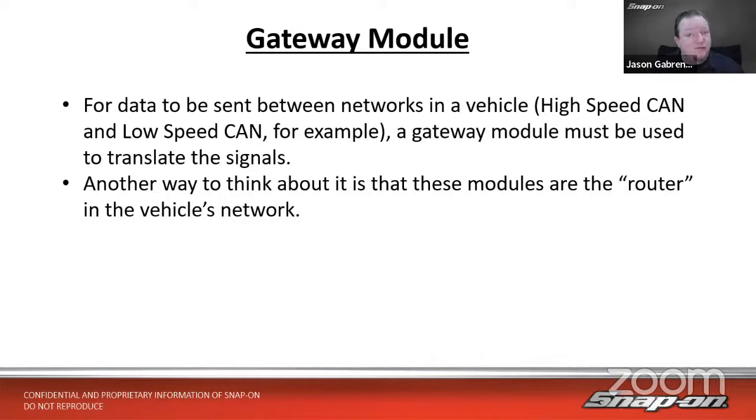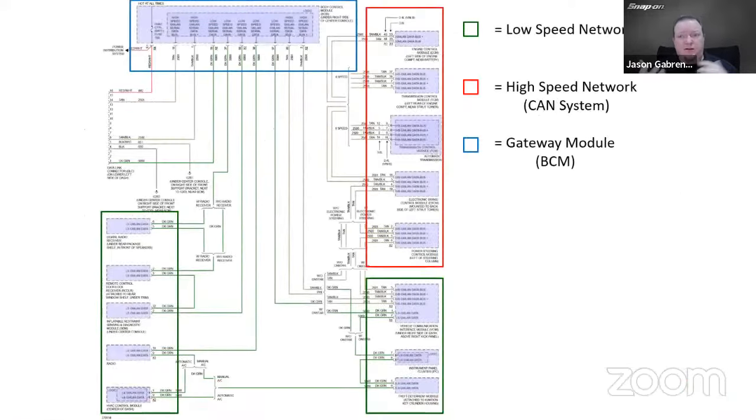Now that's not to be confused with a secure gateway, like on a Chrysler vehicle. They can maybe use the same job. Sometimes they might do the same job with that transfer as well as having security in there, but they are two different ideas and thoughts. Another way to think about it is these modules are the router on the vehicle's network. So if you wanted to be able to communicate with different functions, different modules, high speed, low speed, you need a gateway module.